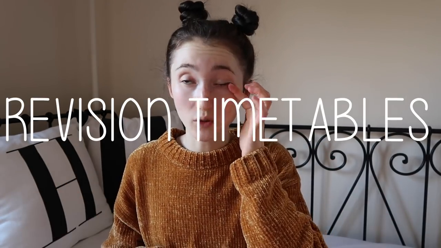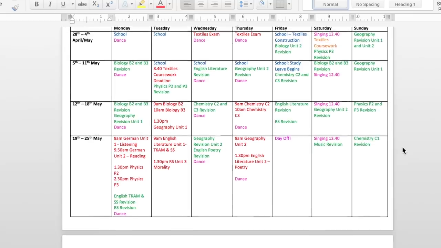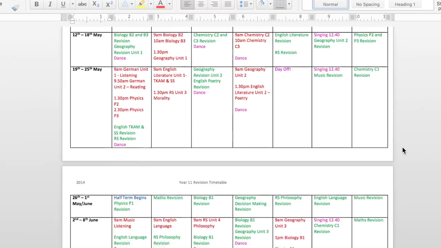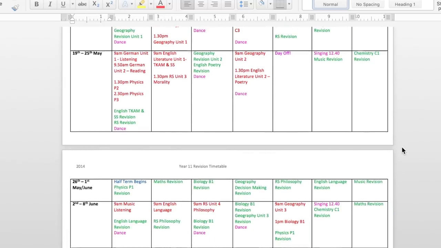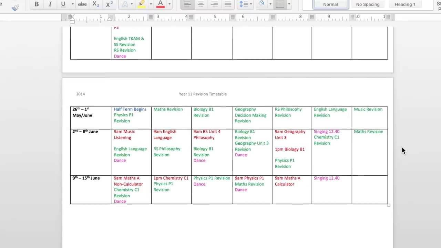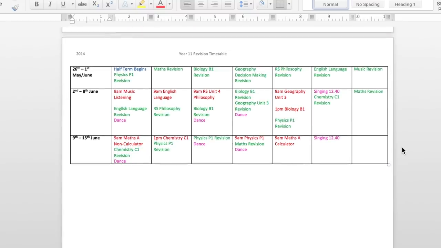Kind of related to that, tip number 8 is revision timetables. I use them at GCSE and A-level. I don't actually use them that much now, but I made them on Word very easily, just with a table. They weren't very extravagant and they weren't very detailed. I would just use them to kind of block out my time and block out my days.